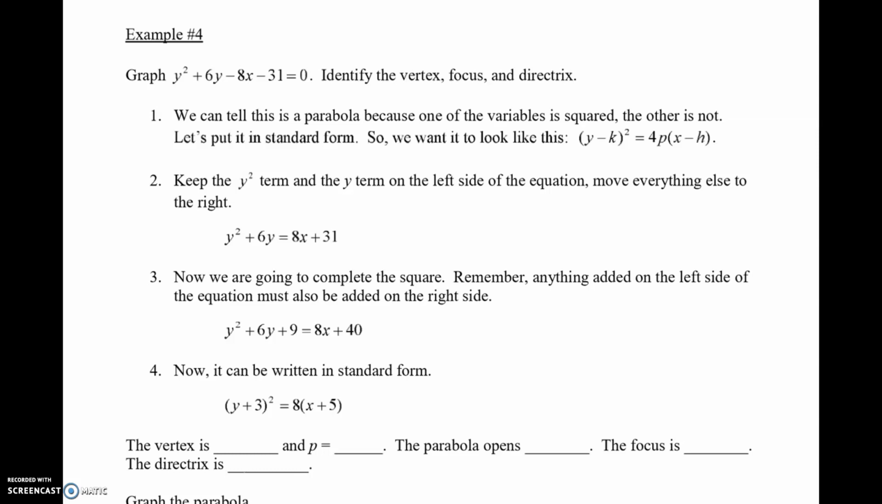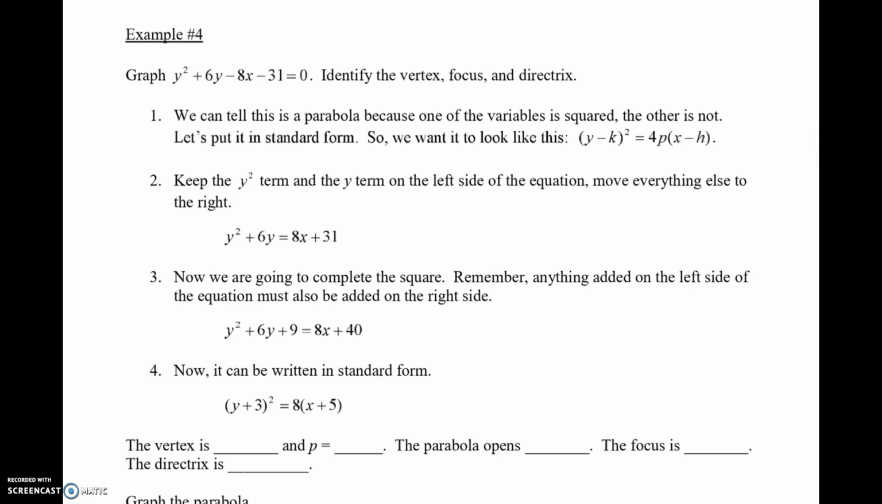One, we know that this is a parabola because one of the variables is squared, the other isn't. So we want to put it in standard form. This is what we want it to look like. Remember that there are really two standard forms: either x is squared or y is squared. But we see in this problem that y is squared. So that's how we know that we put y minus k squared instead of x minus h squared. So we need to know h, k, and p.